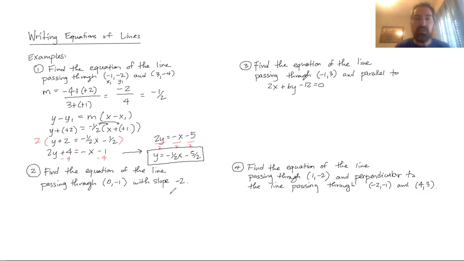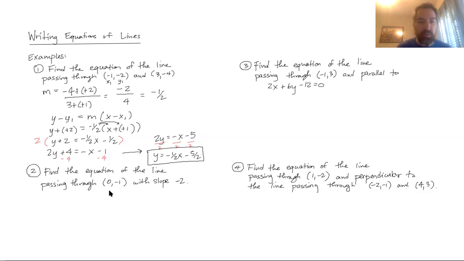So this is the same setup as the first example that we saw in the previous video, where we're given a point and we're given a slope. So we can go directly to the point-slope form, plug that in, and solve for y to get our answer in slope-intercept form. Okay, but this is a special point.